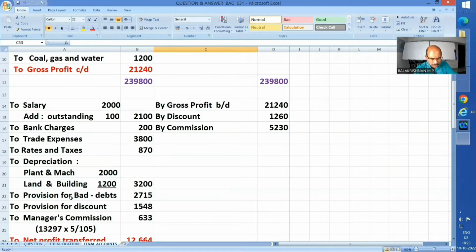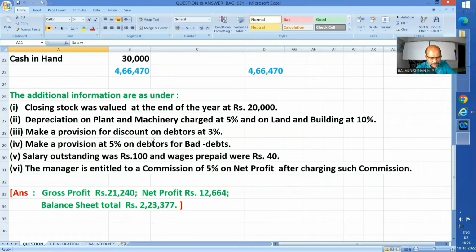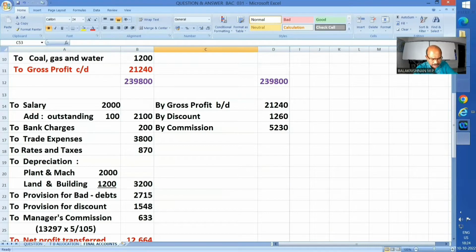Next one, provision for bad debts and provision for discount. What they have given here? Well, they have very cleverly given the provision for discount on debtors at 3%. But we know that first we have to calculate the provision for bad and doubtful debts. On very good, strong debts only we will give discount. So first, provision for bad and doubtful debts at the rate of 5%. Well, it is like this only.